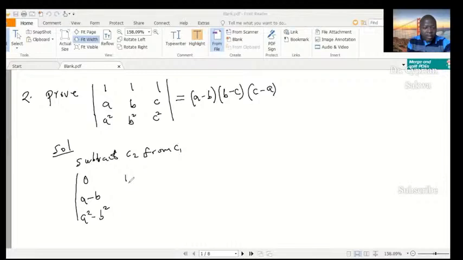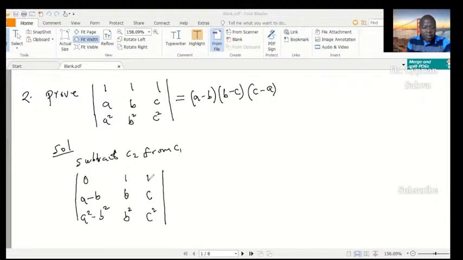Now, the next thing I can do is, I want to have as many zeros as possible so that my working becomes easier. Because I can see from what I want to prove that I have B minus C, I want to subtract column 3 from column 2 to get my new column 2.